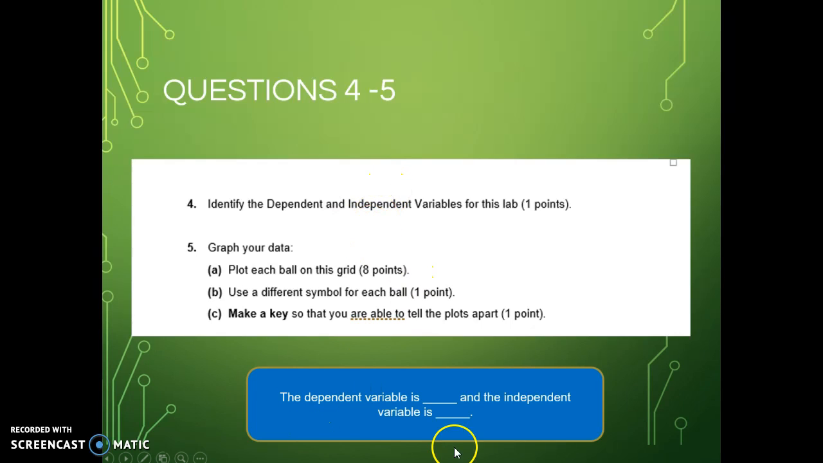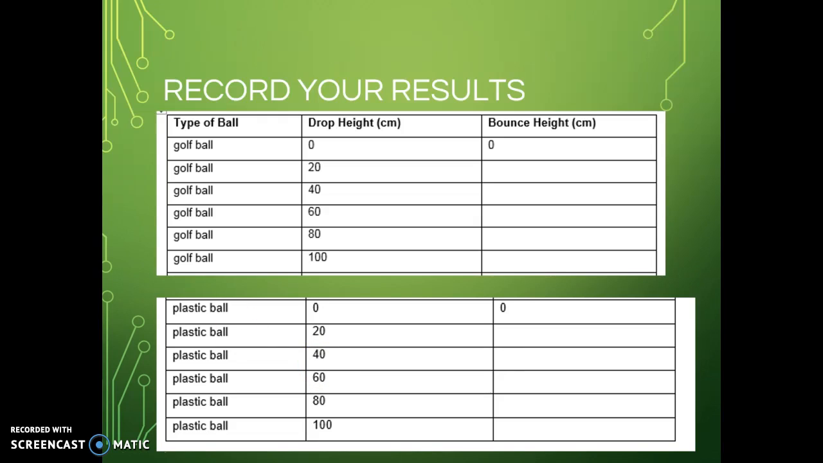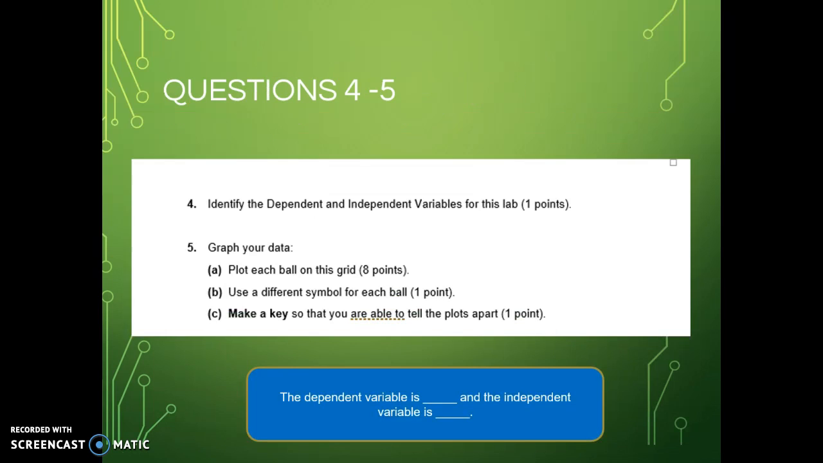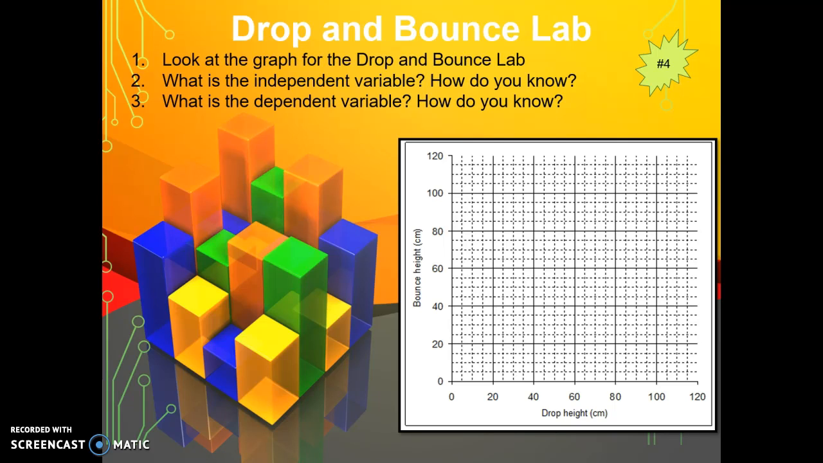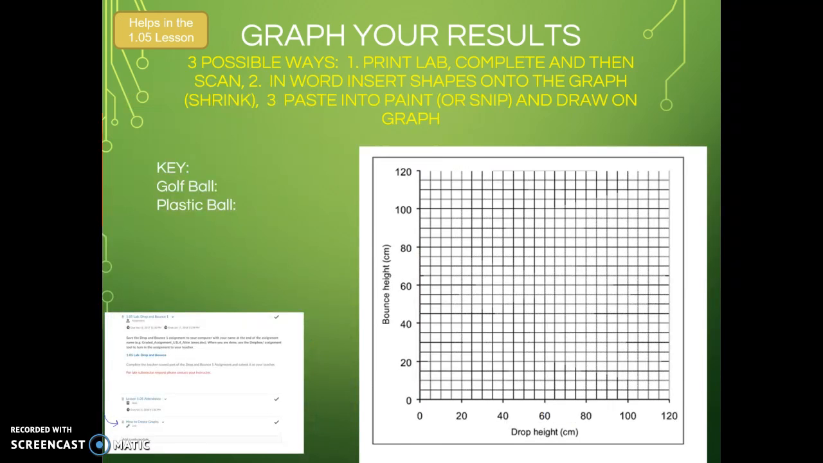Here is a starter example sentence for you. Whoops, my slides are flipping on me. And then you can also use this to help you out. Hint, we're graphing the dependent variable and the independent variable. You just have to figure out which one is which using your readings.